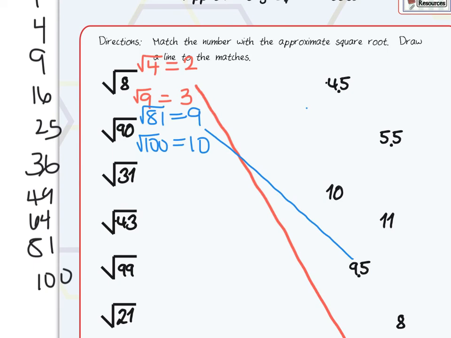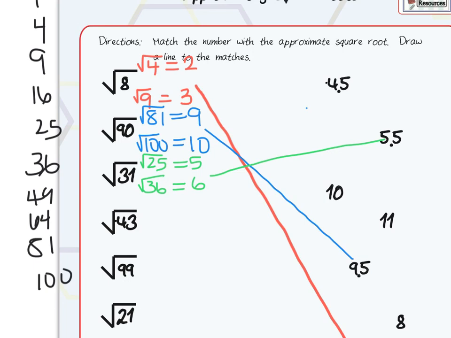Okay, let's try one more. So the square root of 31. We know 31 comes somewhere between 25 and 36. So the square root of 31 is between the square root of 25 and the square root of 36. We know that the square root of 25 is 5, and the square root of 36 is 6. So we're looking for a number that's between 5 and 6. And that number would be right here, which is 5.5. And again, these are estimations for the square roots.